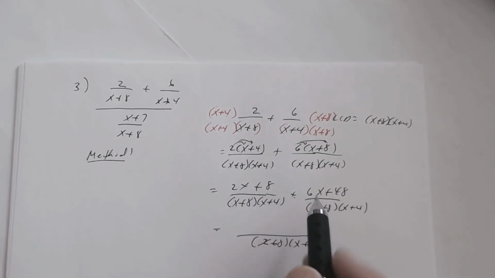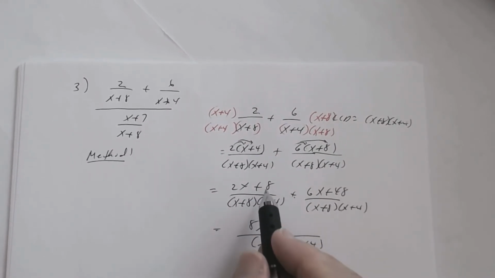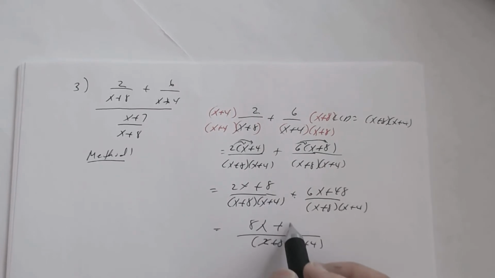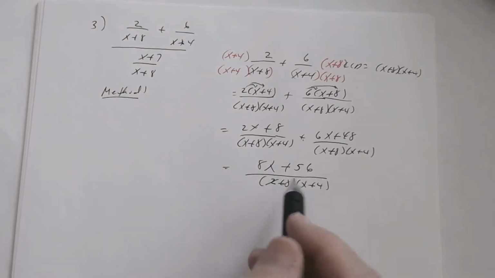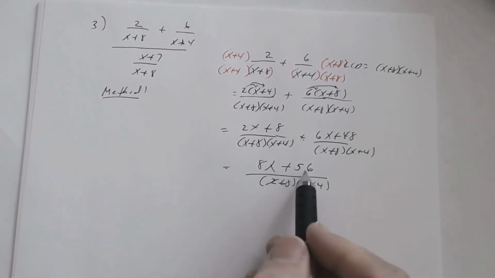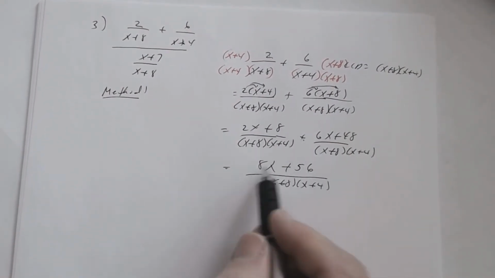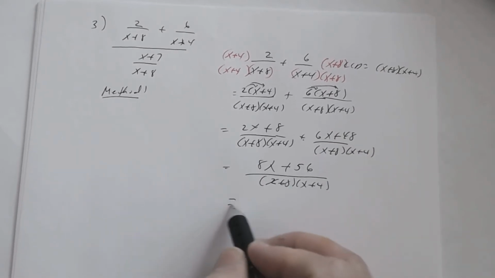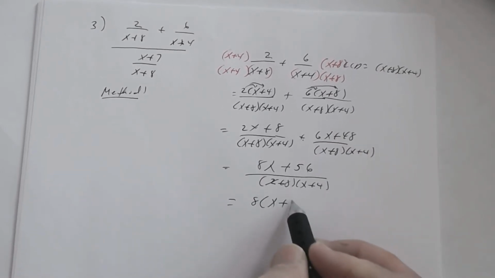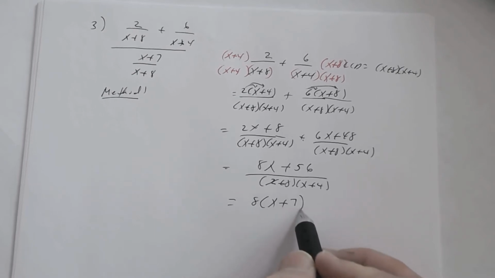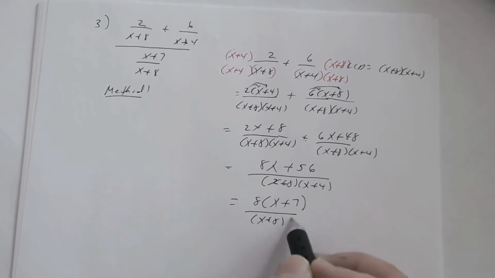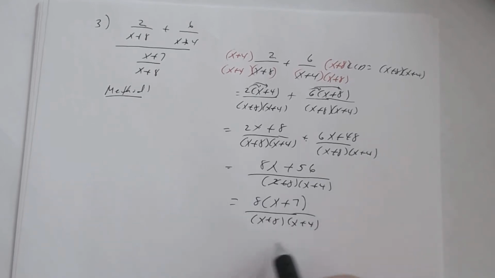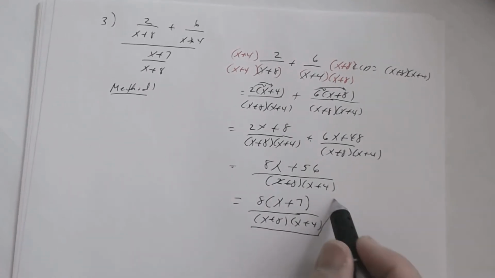So 2x plus 6x is 8x. And then 8 plus 48 is 56. Now, it looks like I can factor out an 8, so we're going to reduce. I can factor out an 8 from the numerator. So I get 8 times x plus 7, divided by x plus 8 times x plus 4. Did that help me in terms of factoring? Can I reduce anything? No, so that's your answer right there.